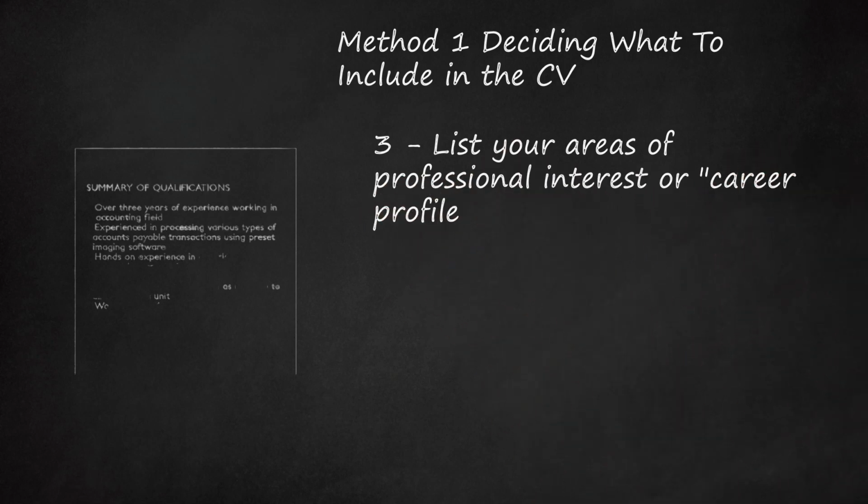3. List your areas of professional interest or career profile. While a resume includes a career objective or statement of purpose, a CV will include a listing of the applicant's areas of academic or professional study. Tailor your list of interests to the job for which you're applying. Research the company you're applying with, and include the professional interests which the company is most likely to recognize and be interested in. Be specific and concrete.